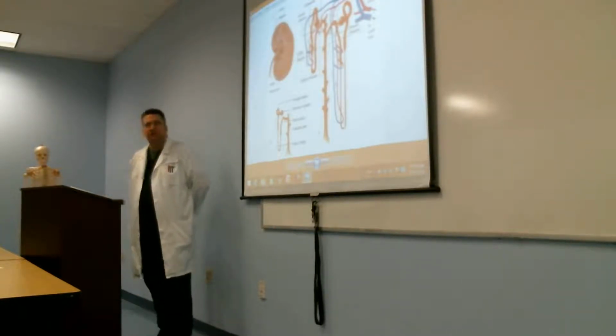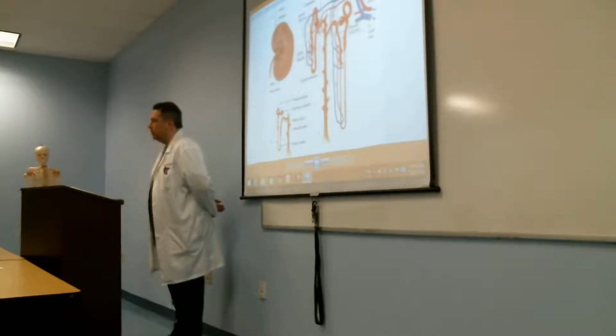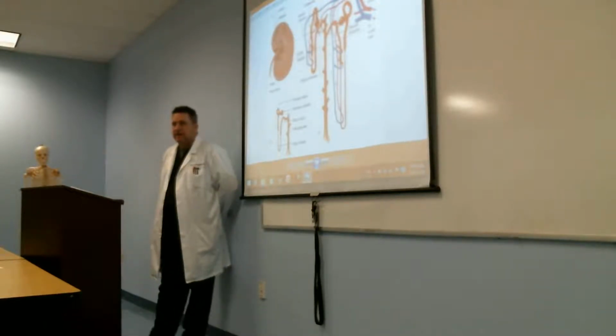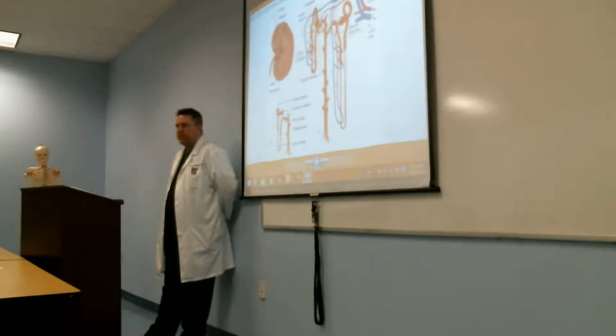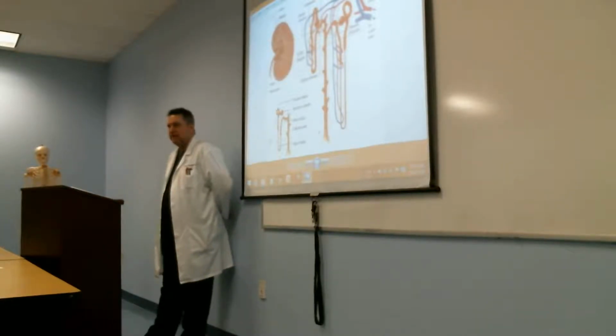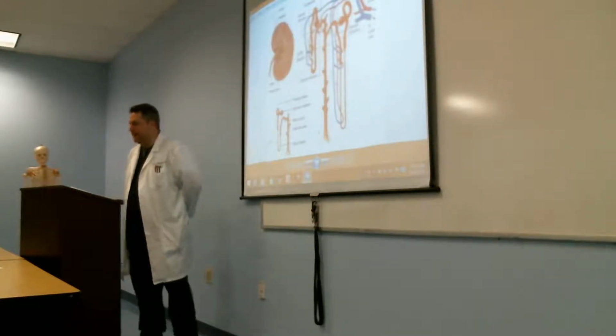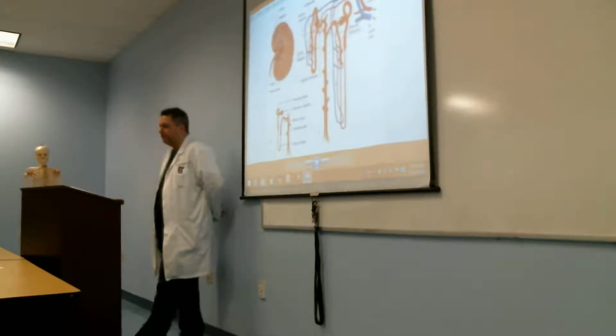And of course, it starts with the kidneys. There are 2 kidneys. The right kidney is slightly lower than the left kidney. Why is that? Right lung's bigger? The liver. Oh, the liver takes up a lot of room on the right side. So the right kidney is about 1 vertebra lower.